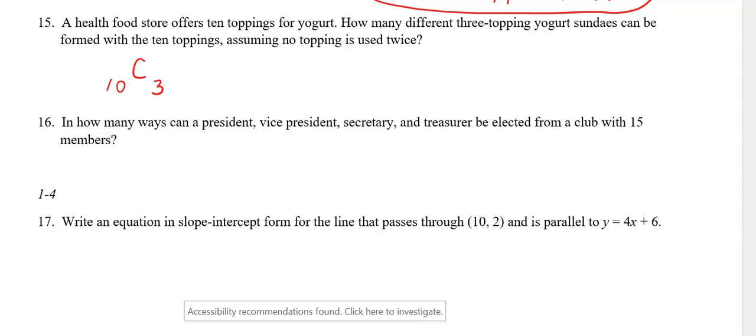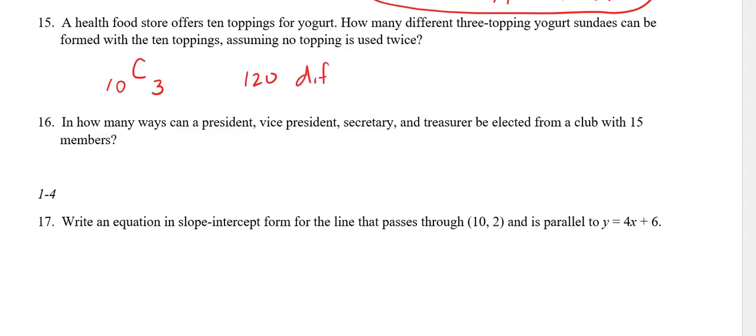So make sure you understand how to get to that in your calculator. I'm going to do the same thing. So do we agree that that's 120 choices? 120 different ways. I'll just say it like this to make it in context: different 3 topping sundaes. Make it match the wording in the problem.